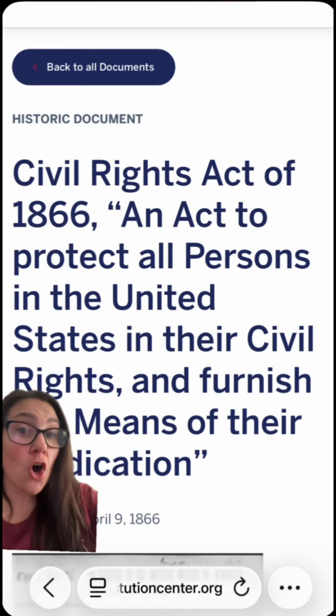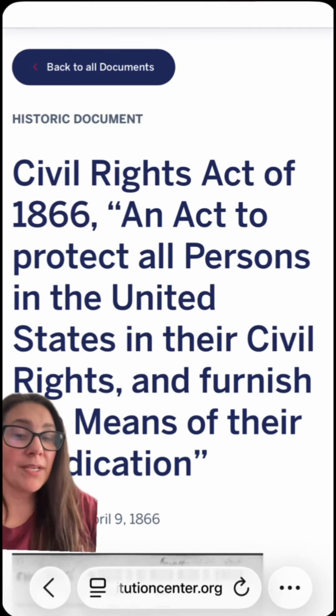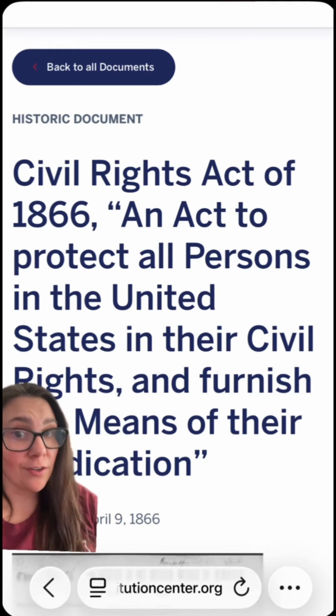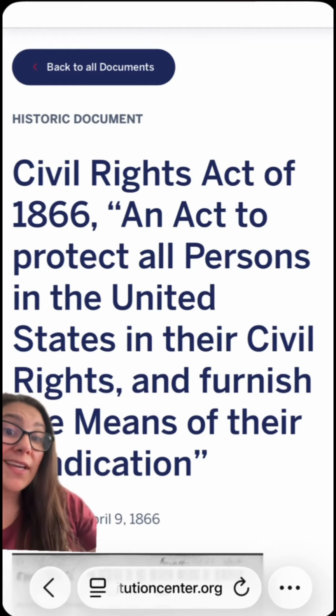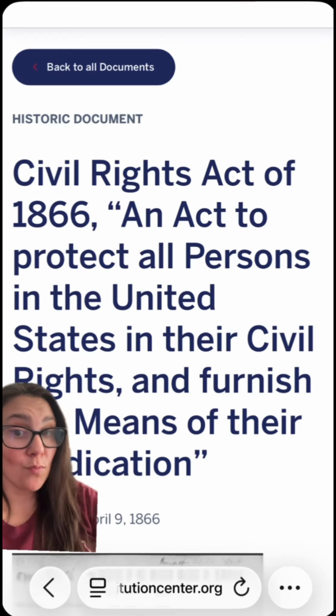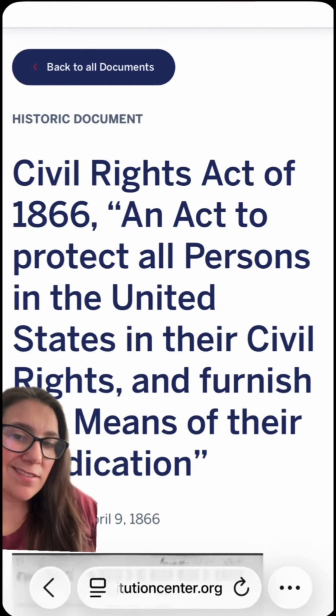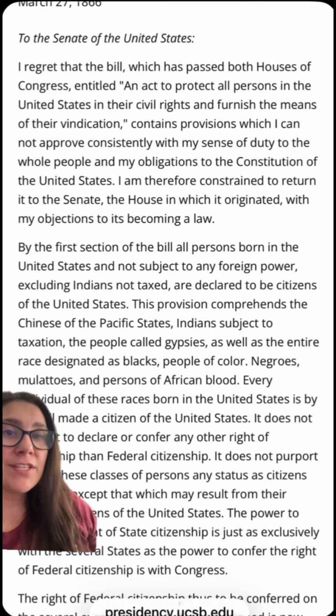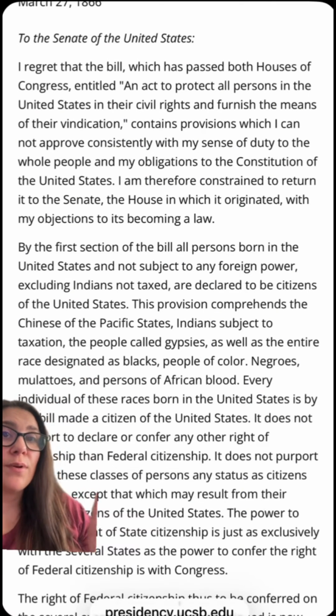This was an act to protect all persons in the United States because race wasn't the only thing that was being persecuted. Religion, gender, things like that were being persecuted when it came to citizenship pre-Civil War. Now, this passed through the House and Senate and was sent to President Andrew Johnson's desk, where he vetoed it. And the reason for his veto is explained here.